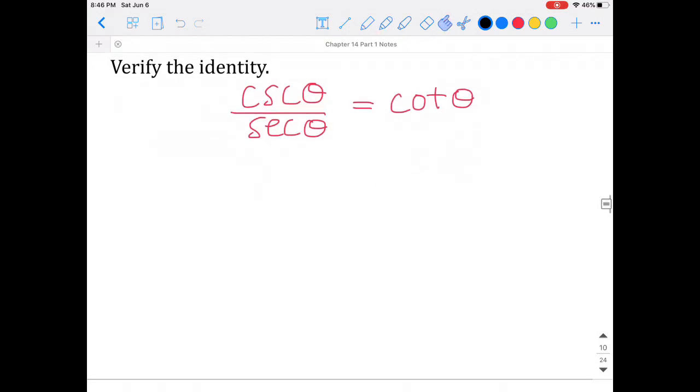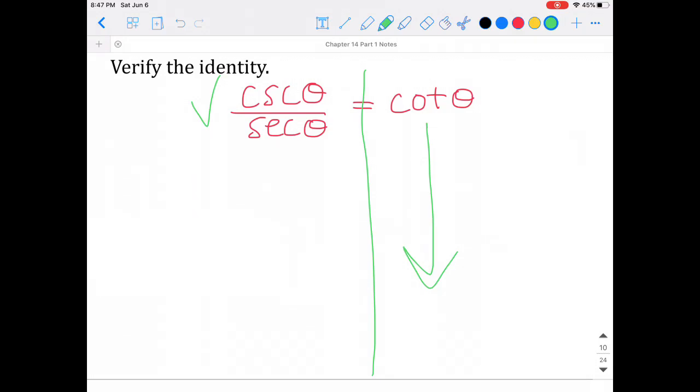For this one, we have to verify the identity cosecant of theta divided by secant of theta equals cotangent of theta. So remember, when we start to verify, we need to figure out which side of our equation we're going to work with, and it's going to be the more difficult side. So we have cosecant of theta divided by secant of theta equals cotangent of theta. Again, the left side looks more complicated, so that's what we're going to try and simplify. The right side is going to stay exactly the same. We're not doing anything to that right side throughout this problem.